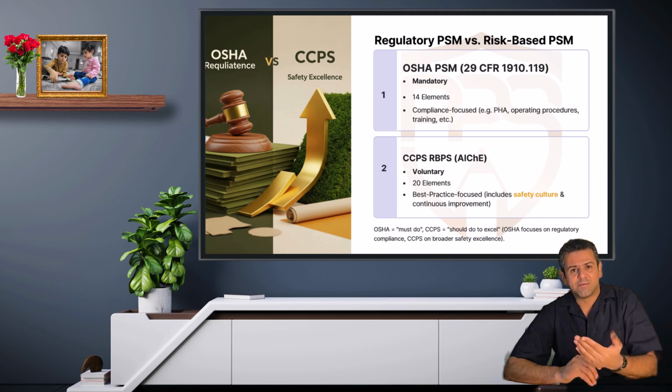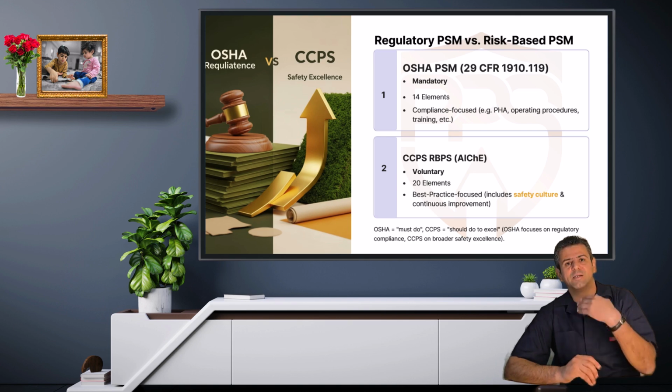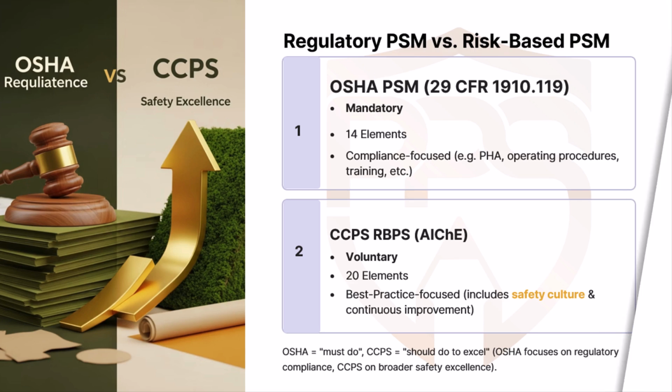But it's not the only game in town. There is also a broader voluntary framework developed by industry experts, the CCPS Risk-Based Process Safety Model. CCPS, the Center for Chemical Process Safety, is a professional organization under AIChE, the American Institute of Chemical Engineers, that publishes best practice guidelines. In 2005, CCPS introduced the Risk-Based Process Safety (RBPS) approach, which expanded on OSHA's PSM.